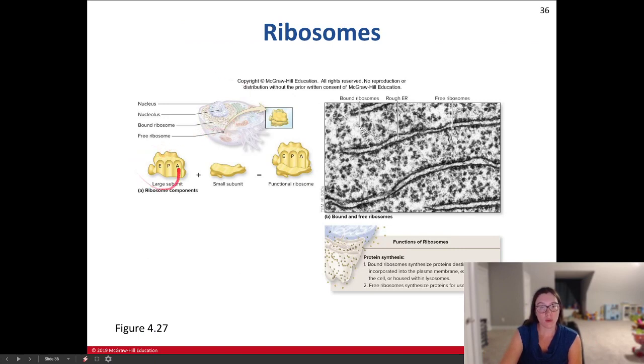So here's our ribosome. We have the large subunit and the small subunit. They form this big ribosome together, the functional ribosome, and then this is going to be really important in translation of protein, so of messenger RNA into protein. And we can see on here we have some ribosomes bound to the rough ER and some that are free in the cytoplasm.